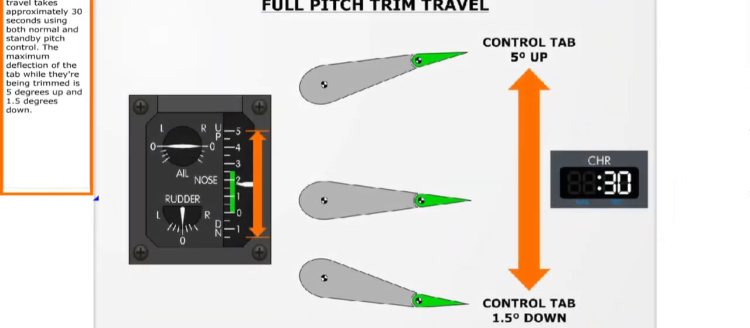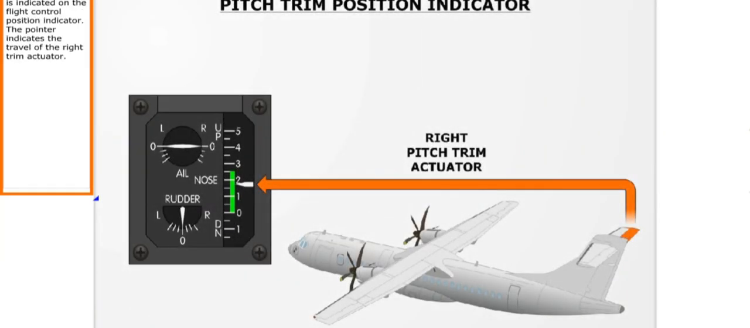Full pitch trim travel takes approximately 30 seconds using both normal and standby pitch control. The maximum deflection of the tab while they're being trimmed is 5 degrees up and 1.5 degrees down. Pitch trim position is indicated on the flight control position indicator. The pointer indicates the travel of the right trim actuator.